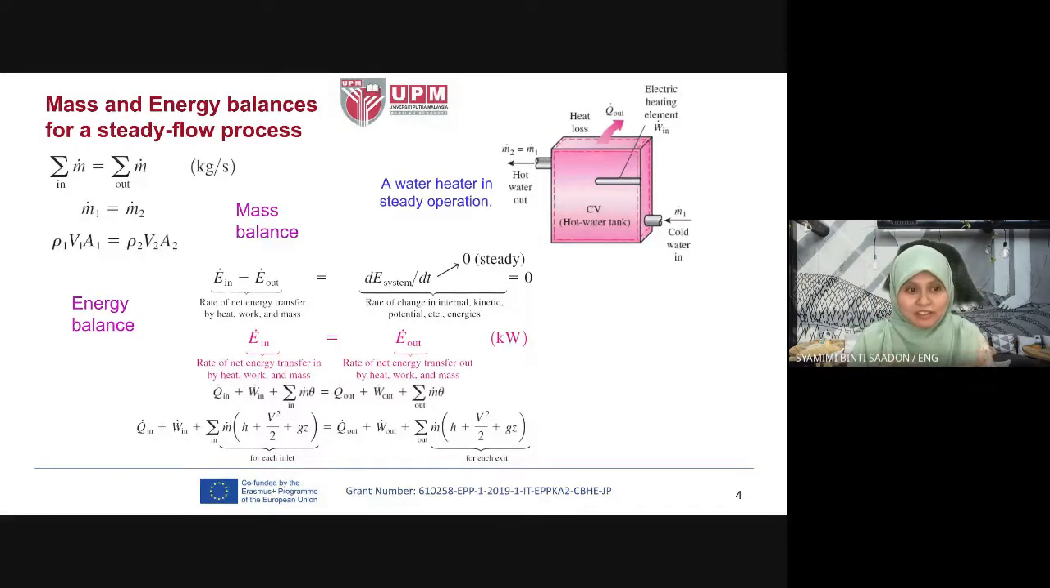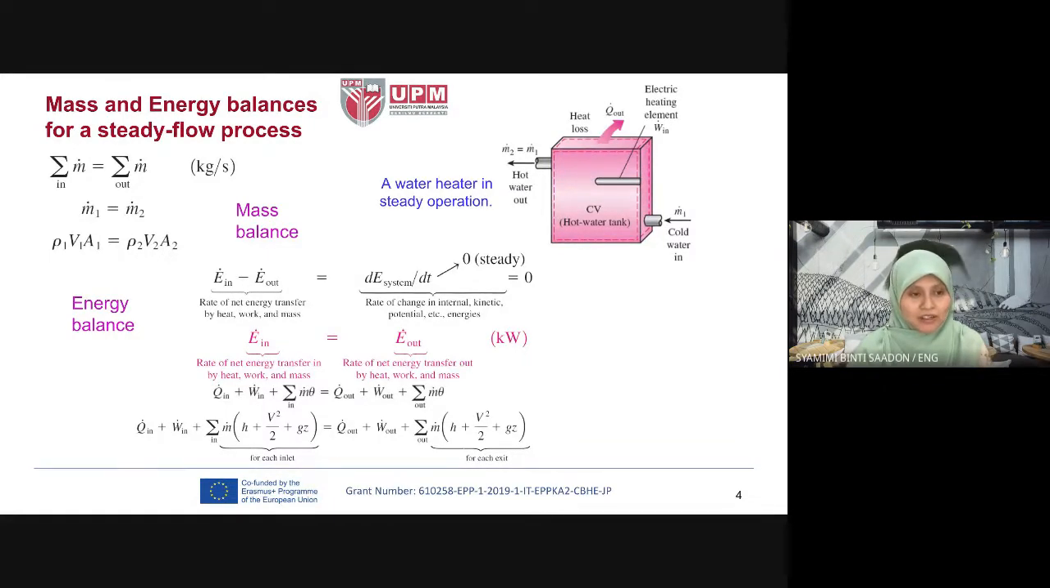So that's why it is written here, the sum of the mass inlet equals the sum of the mass outlet. If you have only one inlet and one outlet, then it is easier, just m1 equals m2. But if you have several inlets and several outlets, from this conservation of mass, we consider that the sum of the mass flow rate at the inlet is equal to the sum of the mass flow rate at the outlet. So from here, we can write this mass balance equation.